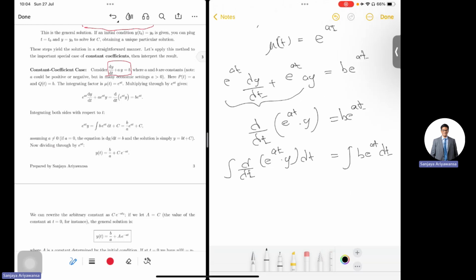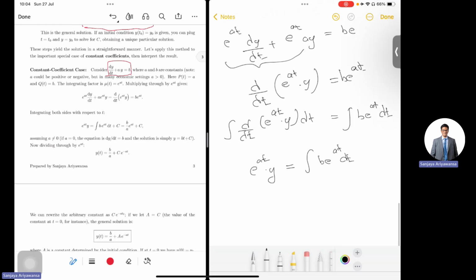And thus, on my right hand side, assuming that these functions are differentiable and the antiderivative exists, I get e to the power at times y equals the integral of b e to the power at dt plus, let's take c, the constant value. So on this side, I want to make y the subject, and I multiply the whole thing by e to the power of negative at.